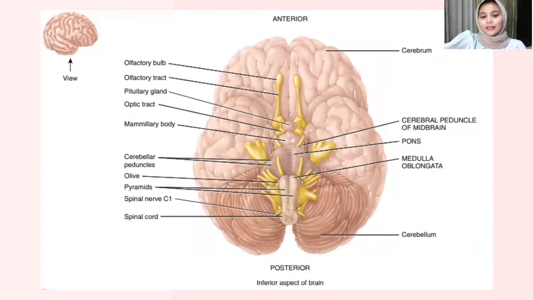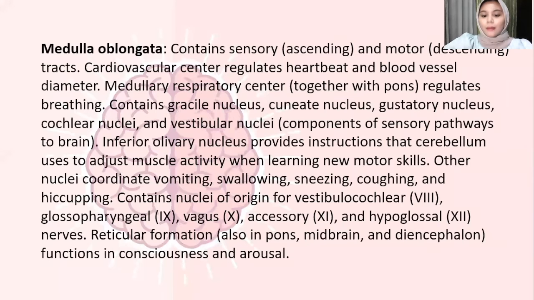You can see that this is the structure of the posterior inferior aspect of the brain. The first that I'm going to explain is the medulla oblongata. The medulla is continuous with the superior part of the spinal cord. It forms the inferior part of the brainstem. These processes are called the pyramids. They are formed by the large corticospinal tracts that pass from the cerebrum to the spinal cord. The corticospinal tract controls voluntary movement of the limbs and trunk.